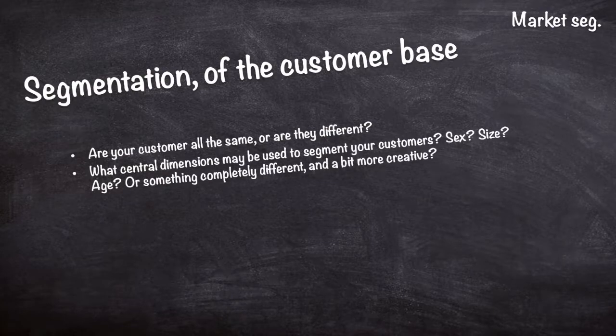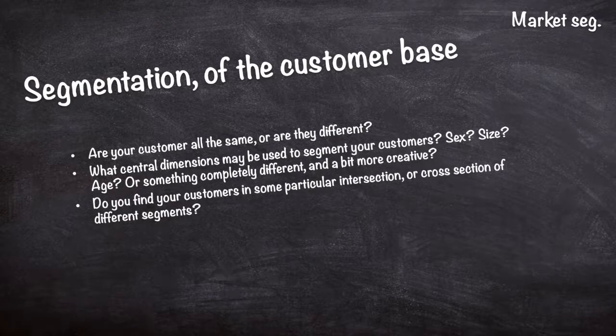What central dimensions may be used to segment your customers? Can you use sex, size, age, or something completely different and a bit more creative? Do you find your customers in some particular intersection or cross-section of different segments? Is it, for instance, females age of 12 and 13, something like that? Or do you add something more creative to that?